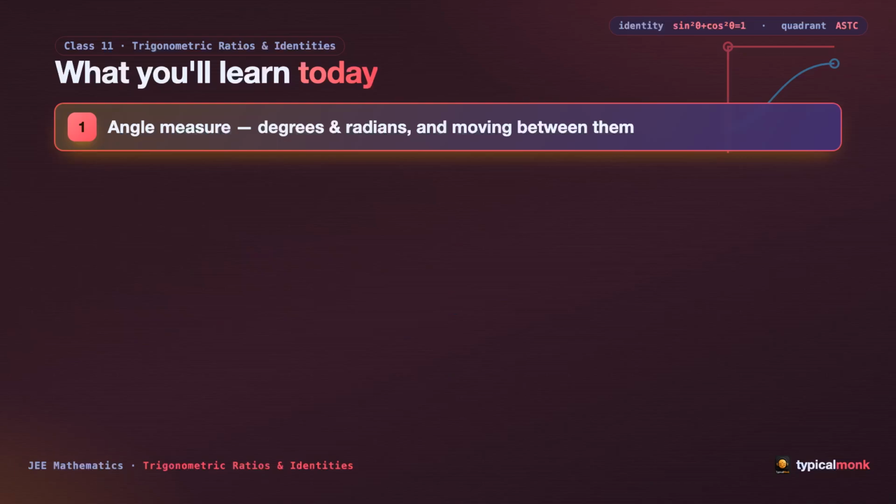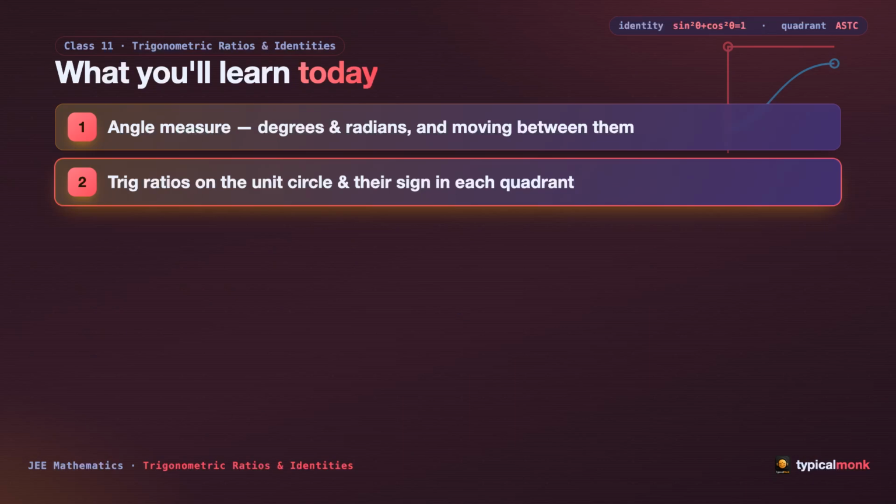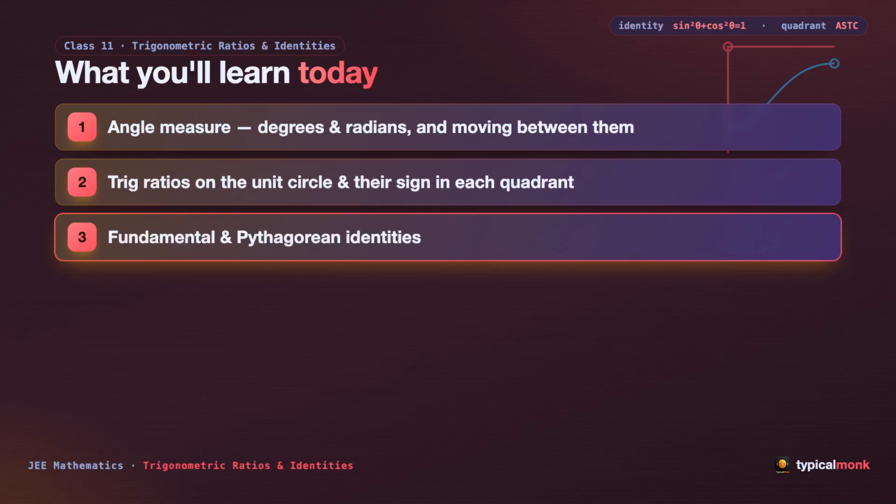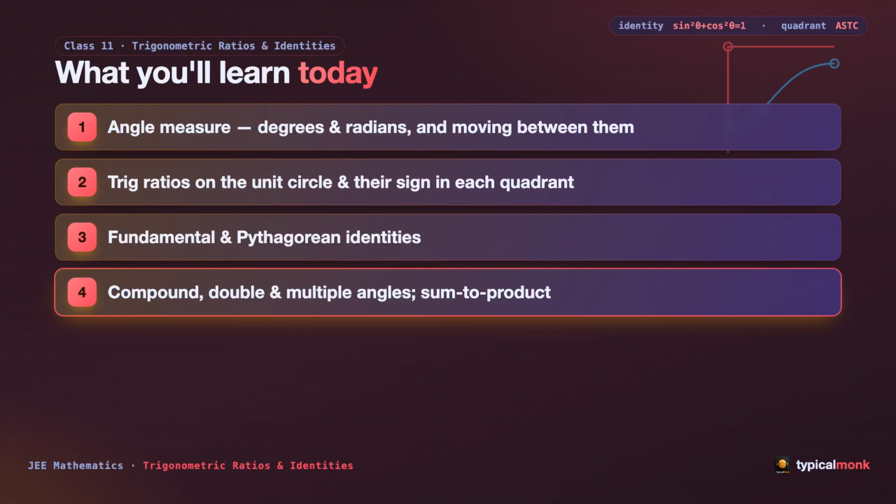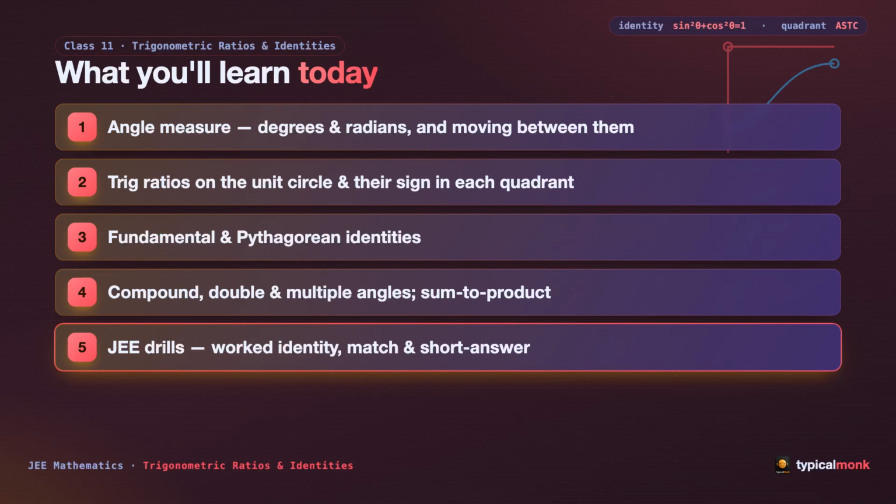So what will you carry home from today's class? First, angle measure, degrees and radians, and moving cleanly between the two. Second, the trig ratios themselves, read straight off the unit circle, and their sign in each of the four quadrants. Third, the fundamental and Pythagorean identities that tie sine, cosine, and tangent together. Fourth, compound angles, double and multiple angles, and the sum to product transformations. And fifth, the JEE drills, a worked identity, a match, and a short answer round, so everything you learn today, you can also score with. Ready? One idea at a time.